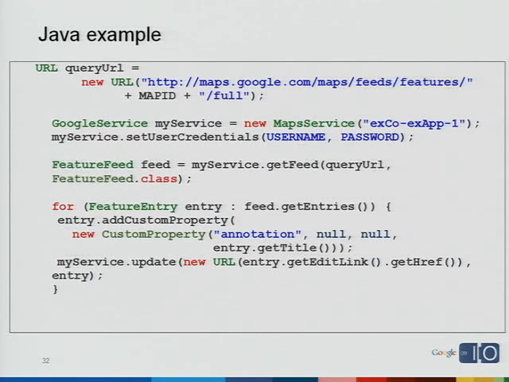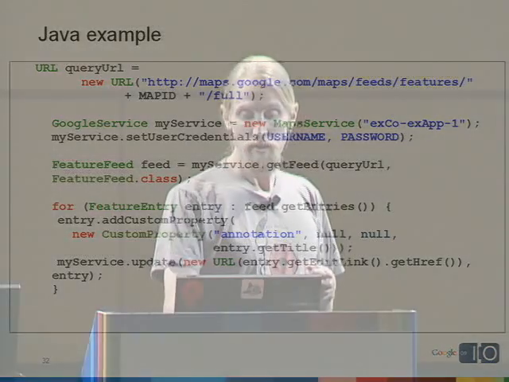We're specifying the name of our service, and then we're using the set user credentials to do a client login, just manually specifying the username and password rather than having the user type that in. We then get the feed. Now, all these requests are synchronous. So when we do a get feed and come back with the result, the feed is actually immediately available. We have Java objects for all those things. So then we can immediately iterate over all the entries in the feed.